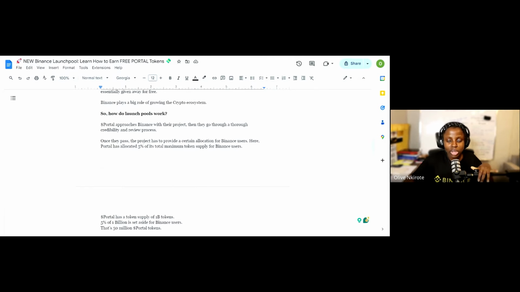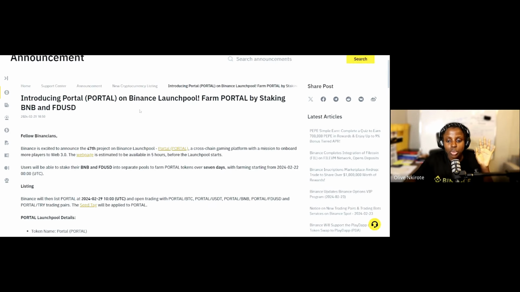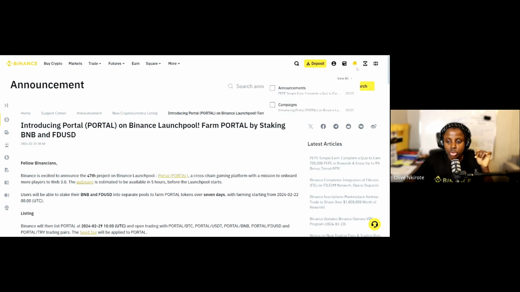Currently, the launch pool that is in the market... Okay, so maybe before I say that, you might be wondering how many launch pools have been in existence. 47 projects. Binance will always send you an announcement on your notifications tab.